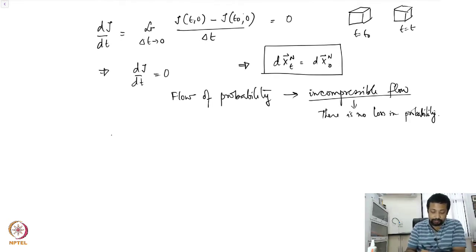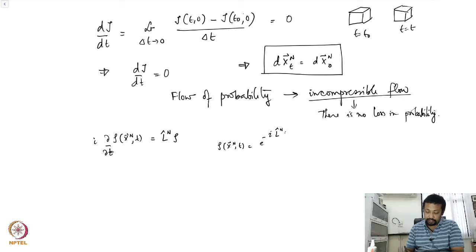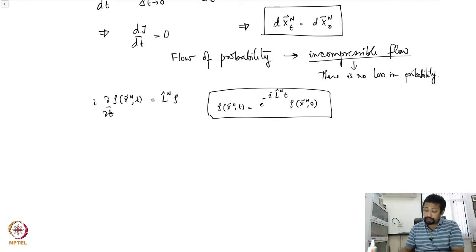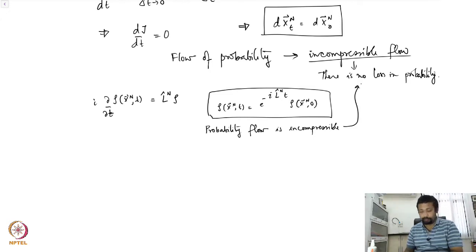So we looked at the n particle probability density, and we said that the dynamical equation for its evolution is essentially the Liouville equation of motion. The solution to this equation is, sorry, there has to be an i here, e to the power i L hat n times t, rho of xn of 0, right? Further, we established a little while ago that the probability flow is incompressible, which essentially means that there is no loss in probability, right?